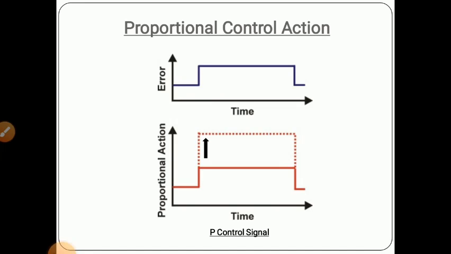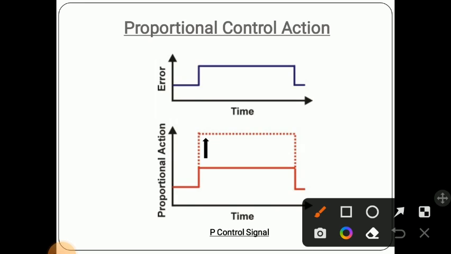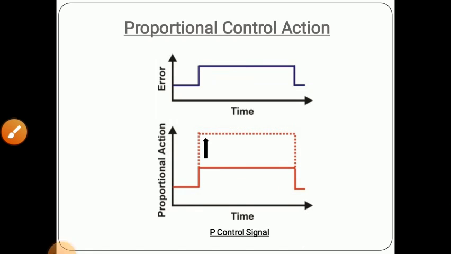Here the graph shows how proportional control action occurs. The input is error, shown on the y-axis, and the x-axis is time. Suppose the error varies in step form like this. Then the output of the proportional controller should be something like this. But as time proceeds, because of some offset, it may get like this also. Like this the proportional control action works. It works proportionally to the input.